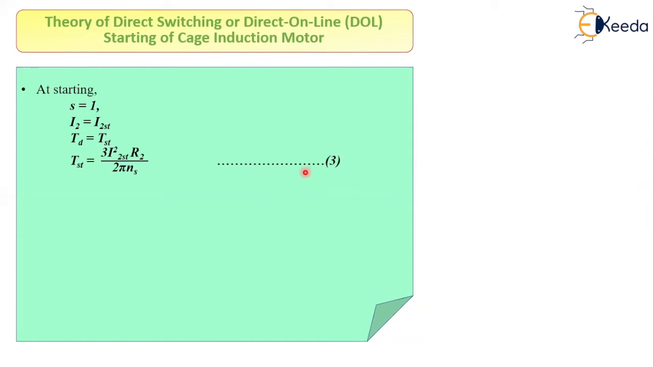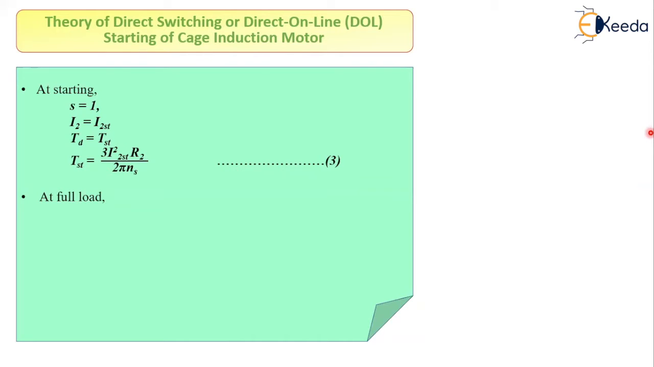So if we substitute in the equation 2, we get starting torque is equal to 3 I2ST square. So instead of I2, we have replaced it by I2ST. So starting torque is equal to 3 I2ST square R2 divided by 2 pi NS. Let it be equation number 3.